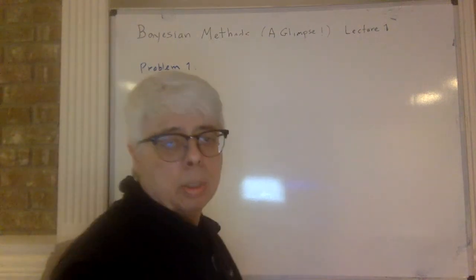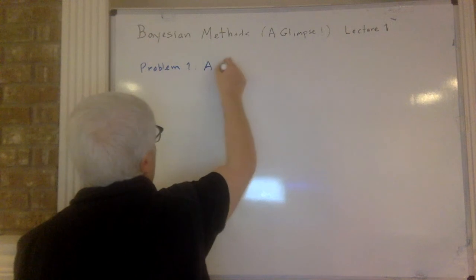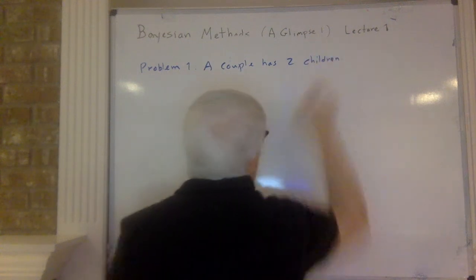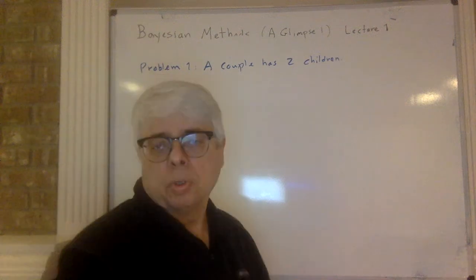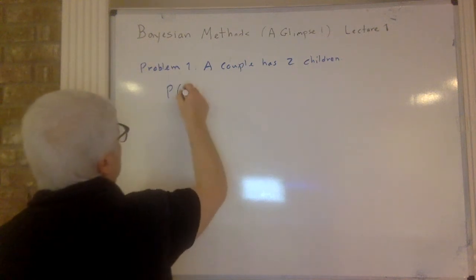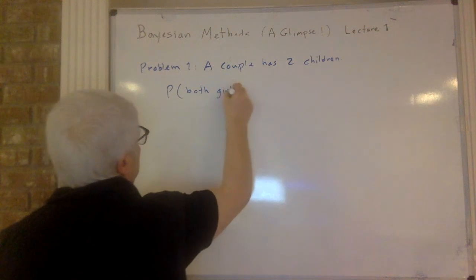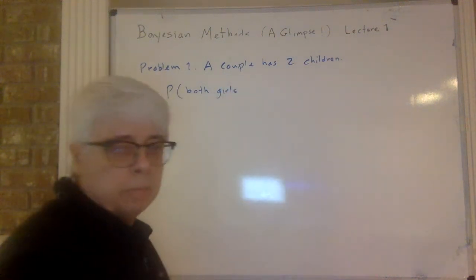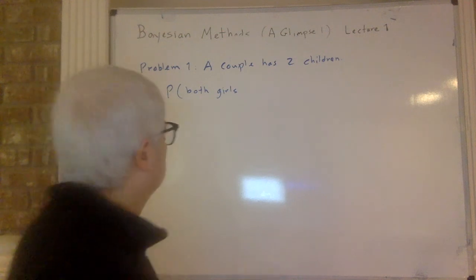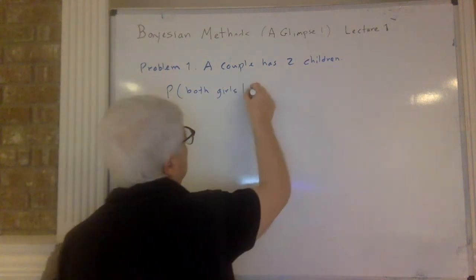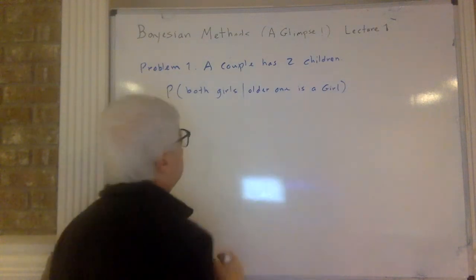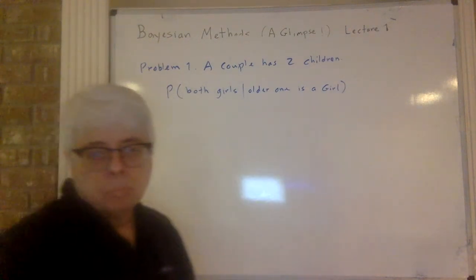So it says a couple has two children. What is the probability that both are girls if the older of the two is a girl? Probability that both are girls, if, which means what? Given the older one is a girl. Right?